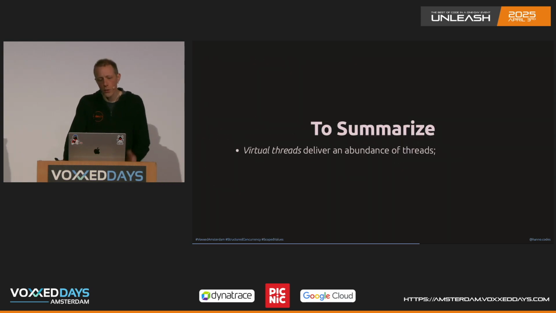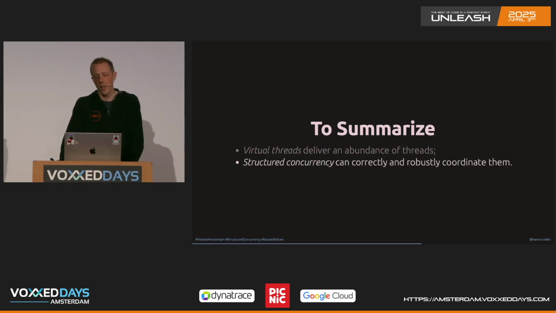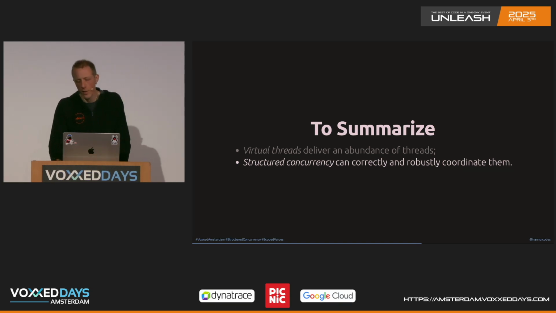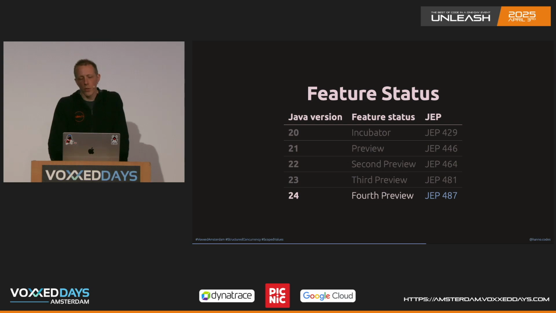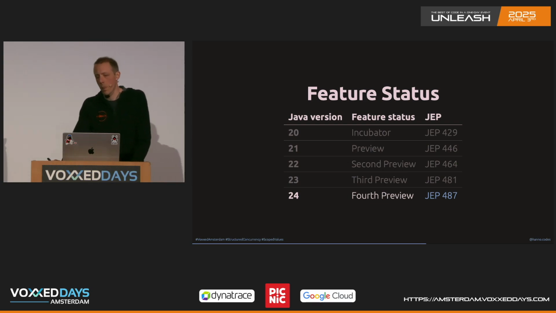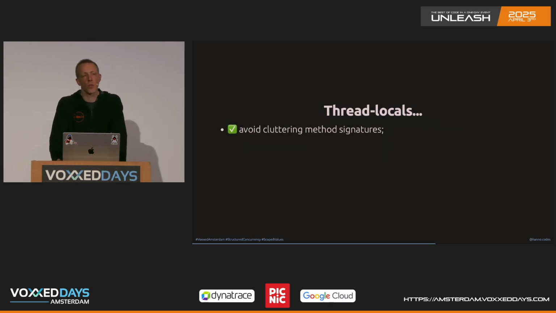To summarize, virtual threads deliver an abundance of threads that are cheap to create and dispose of. Structured concurrency can correctly and robustly coordinate them. Scoped values, final subject for today. They are also in fourth preview in Java 24. What problem are we trying to solve here? Well, ThreadLocals.